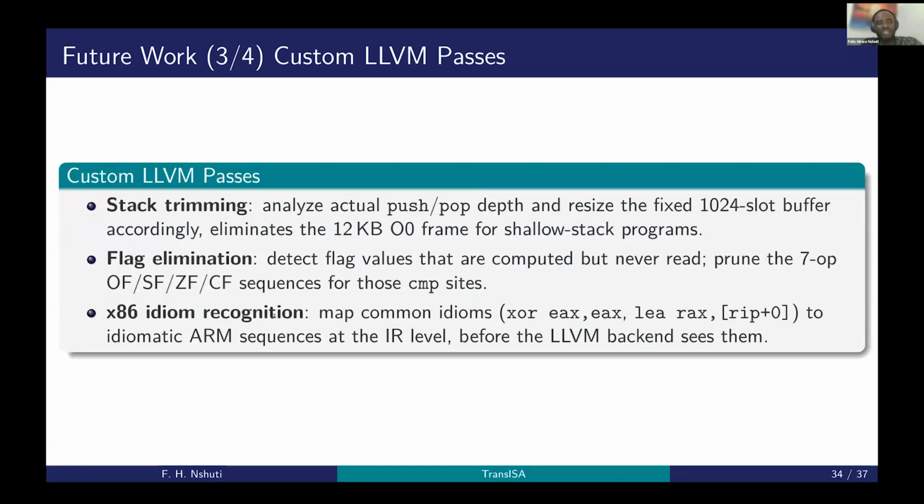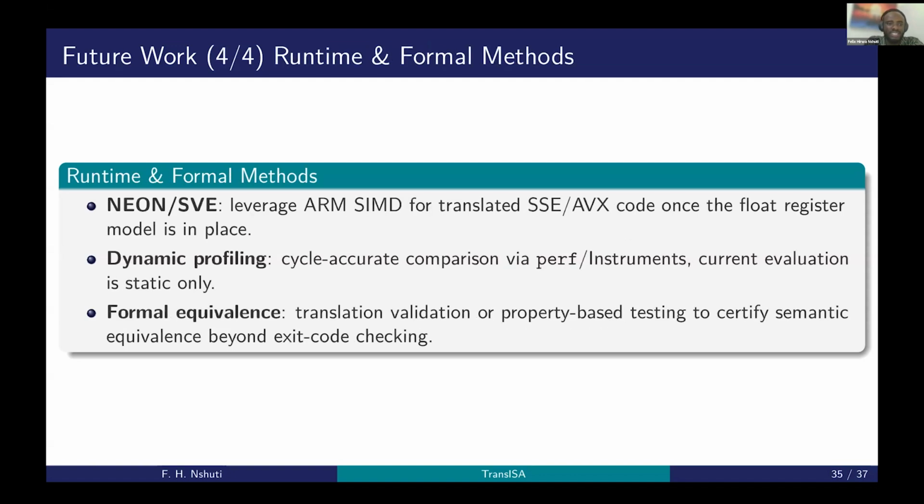Then implementing custom LLVM passes for optimization, like stack trimming and flag elimination, to see if we can fix the issue that we've seen. Then x86 idiom recognition, mapping that to the ARM sequence at the IR level before we pass it to the backend.